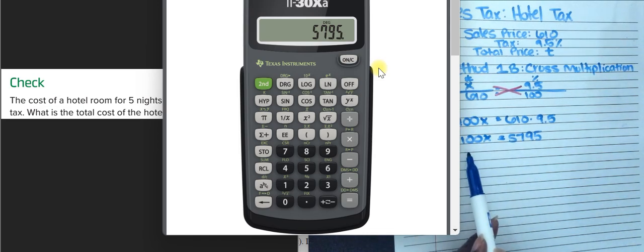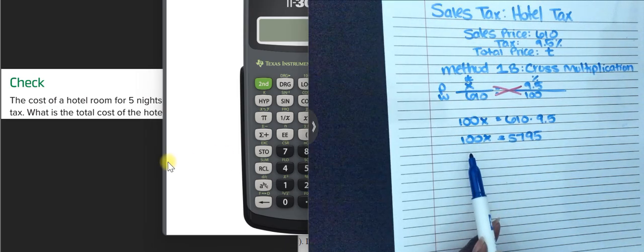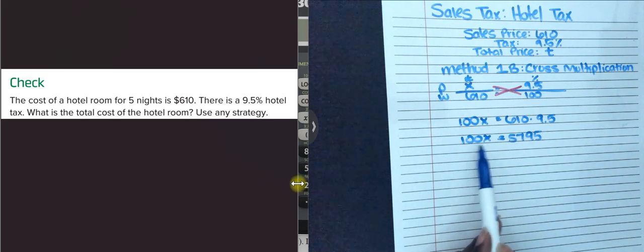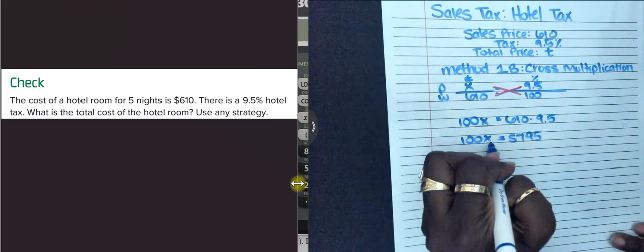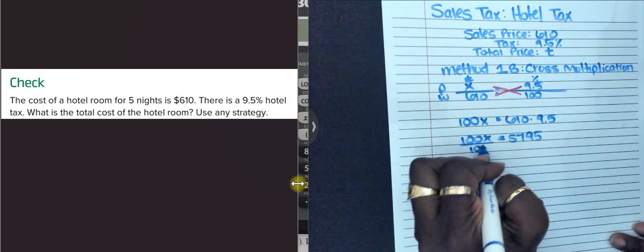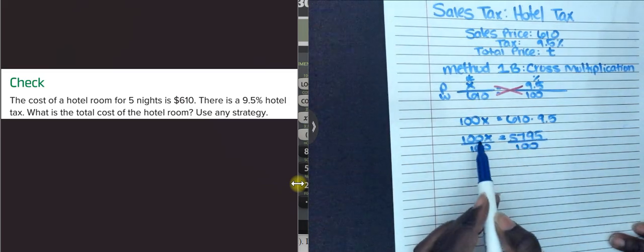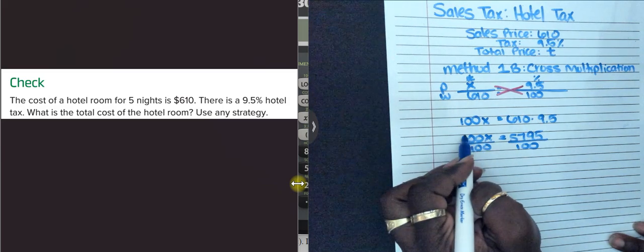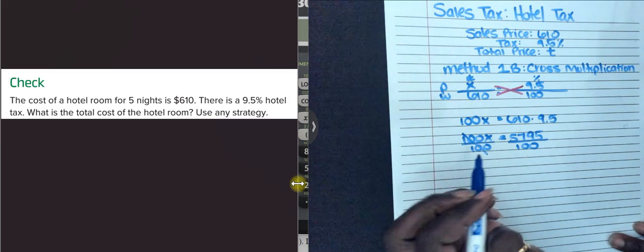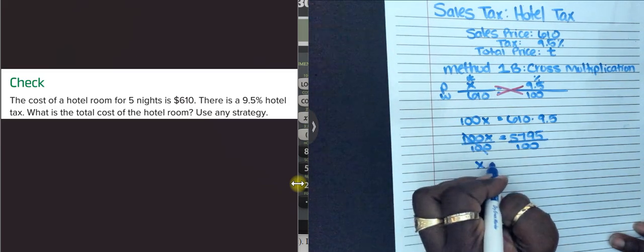Hopefully by now we can see that the 100 and the x together show us that we're multiplying. All right, so we're going to use division to get rid of the 100 that x is being multiplied by. 100 divided by 100 gives me 1, so I'm left with x on the left-hand side.